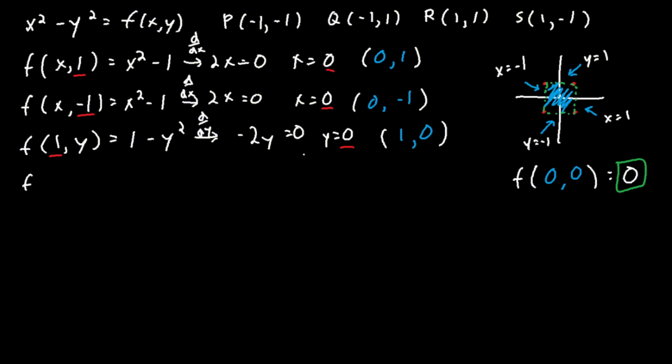Now let's use x equals negative 1. So we get still 1 minus y squared. And basically these are just the same steps. We get y equals 0 and x equal to negative 1. So our new extreme point is negative 1, 0.